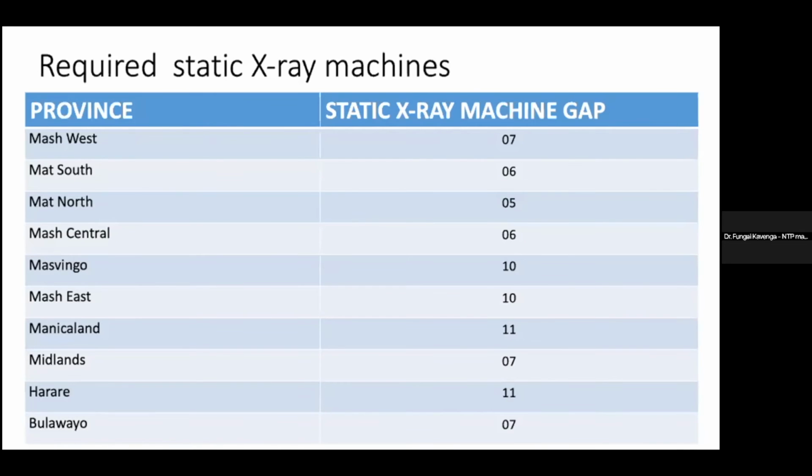Next slide, please. So this is just showing the requirements in terms of digital X-ray machines disaggregated by province. So this is informed by the number of facilities and the needs. So as you can see, it's not uniform across the provinces. Next slide, please. So we have come up with plans to bridge the gap.